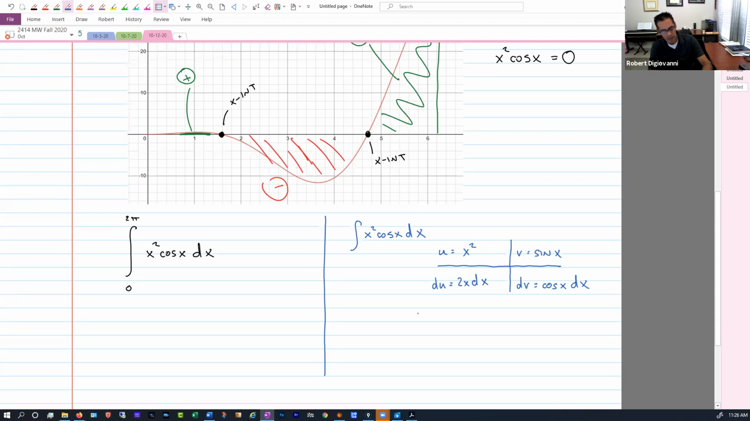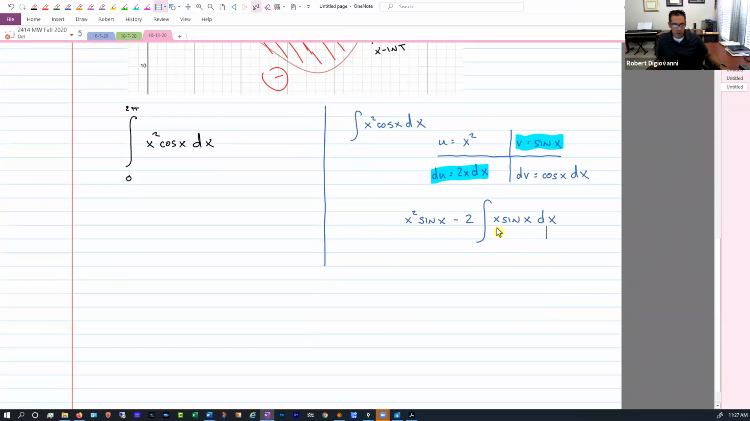And then we do u v minus the integral of v du. There's u v minus the integral of v du. And v du is this times this. I'm going to bring the 2 out, and I'll still have the x sine x dx. So now we look at that integral, x sine x dx, integration by parts a second time, right? We're going to need a second iteration of integration by parts to do this.